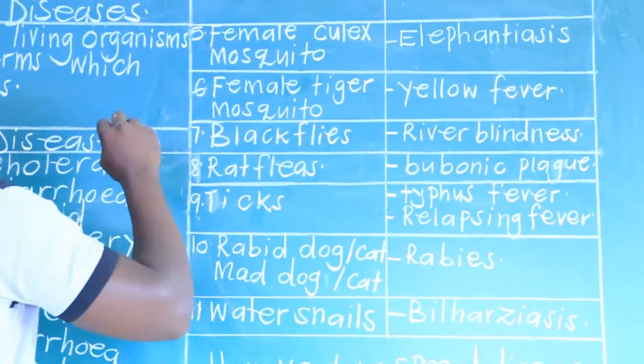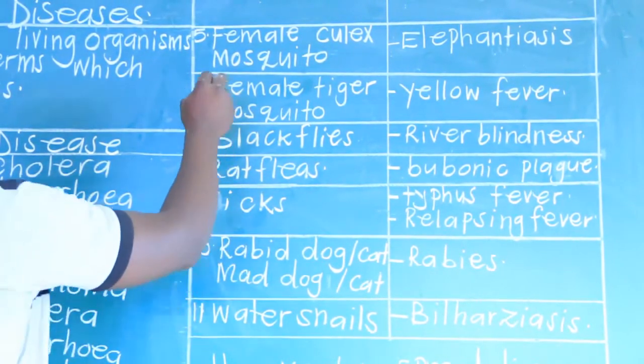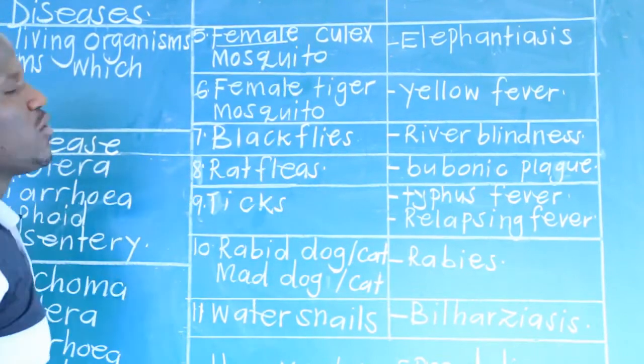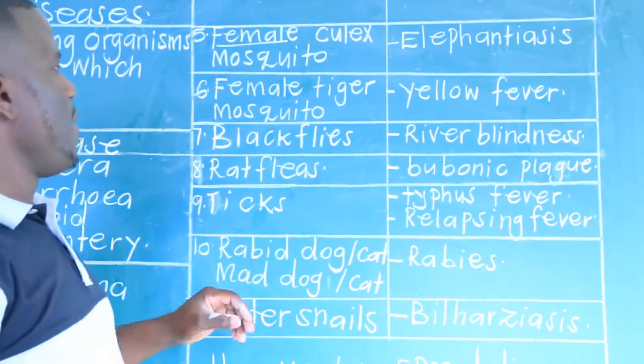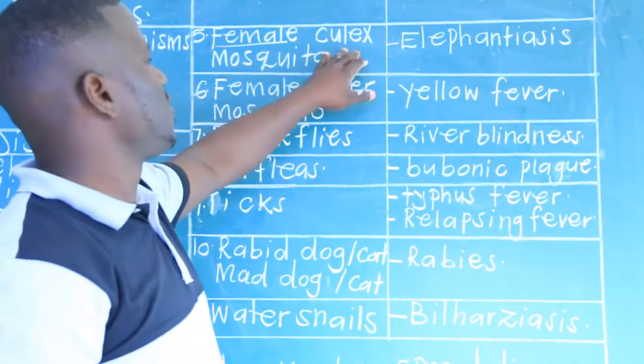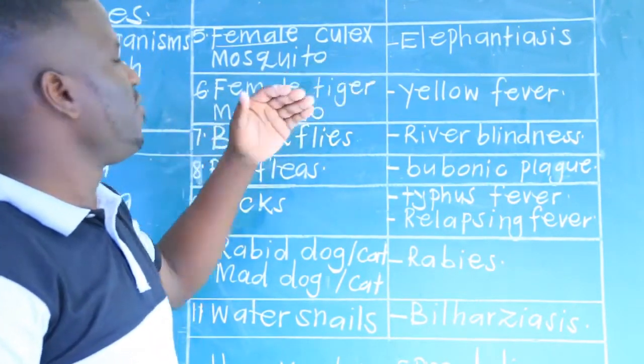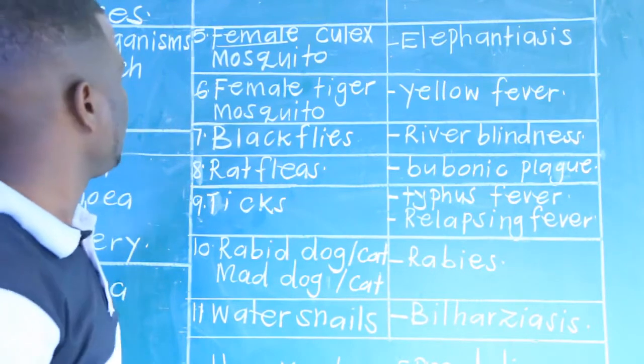And when we talk about mosquitoes, we emphasize the word female because male mosquitoes don't spread diseases. The reason why male mosquitoes don't spread diseases is because they don't feed on blood. They feed on plant juice.